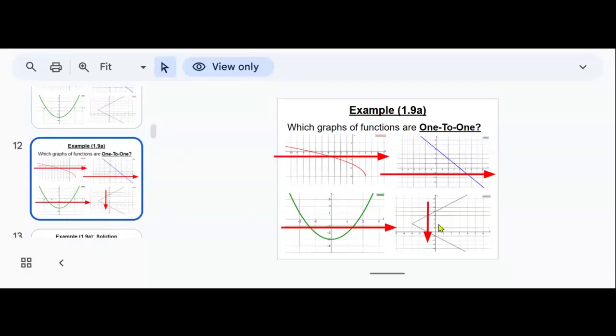But it's not a function, right? If it's not a function, it is one-to-one. If it's not a function, can it have an inverse?